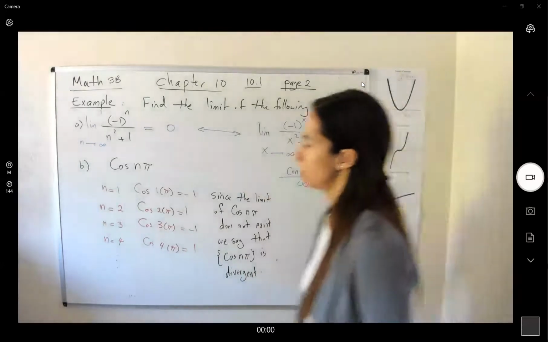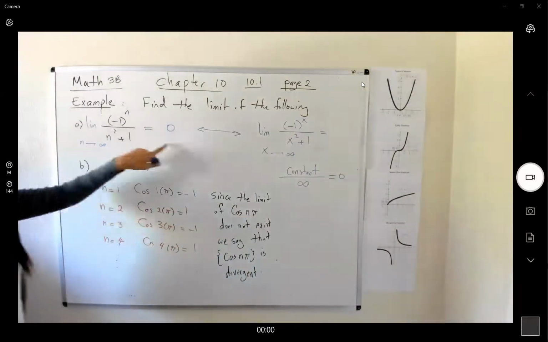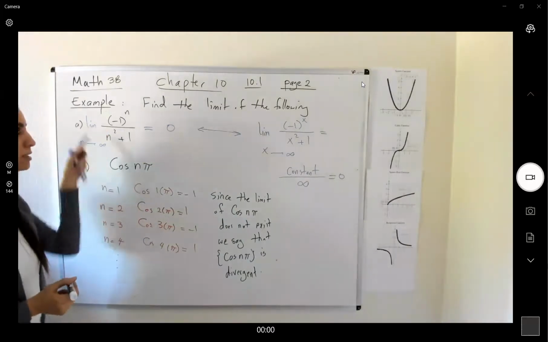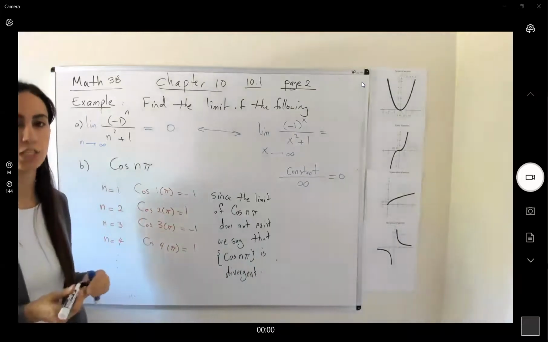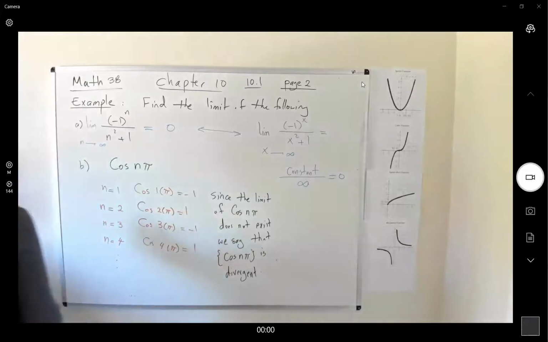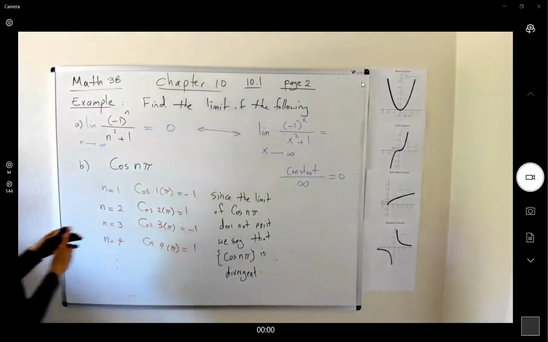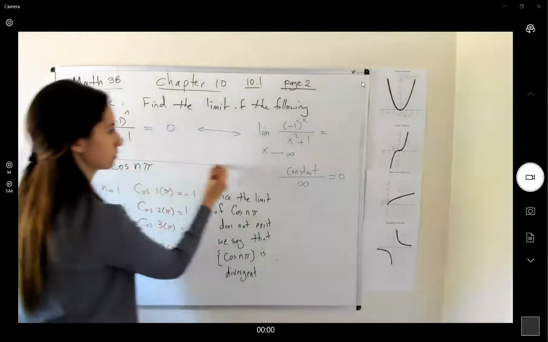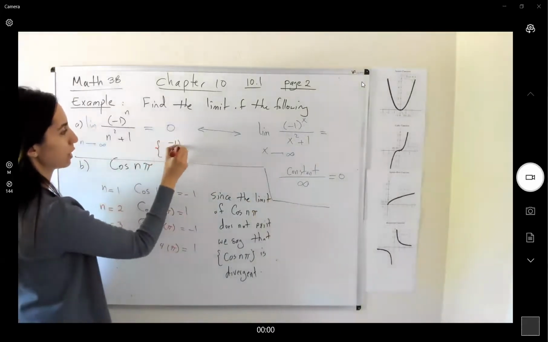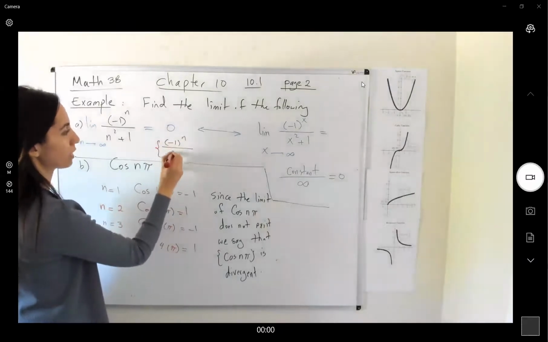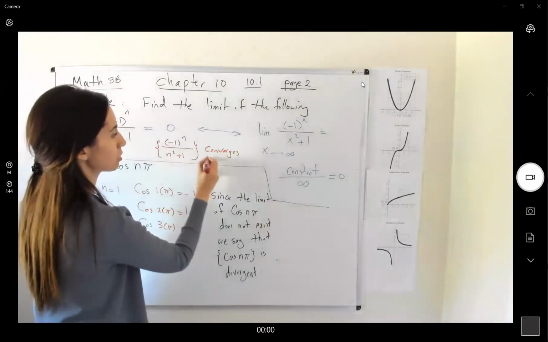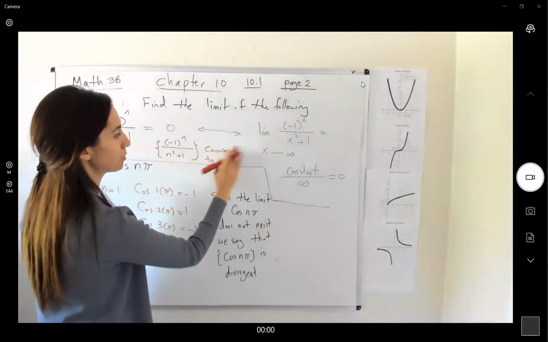So what about this limit? The limit goes to 0. In this case, we can say that this sequence is a convergent sequence and it converges to 0. The sequence -1 to the n over n squared plus 1 converges to 0.